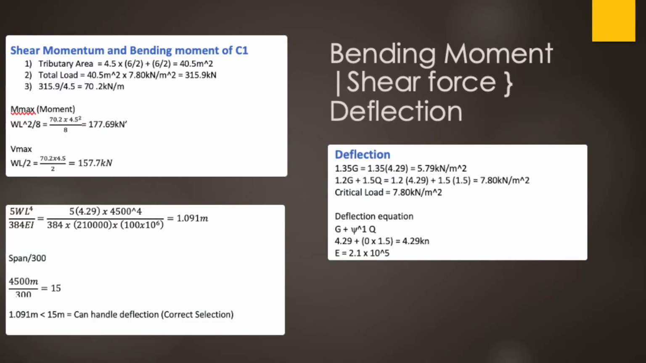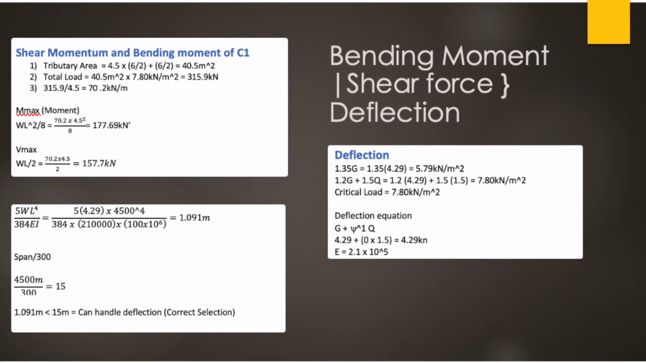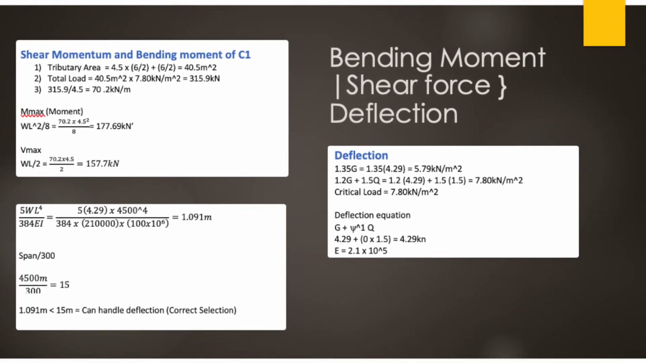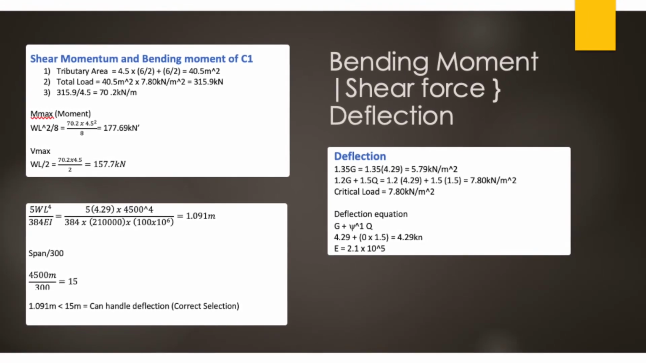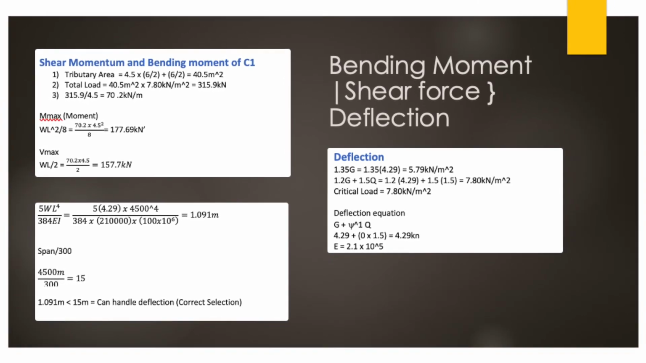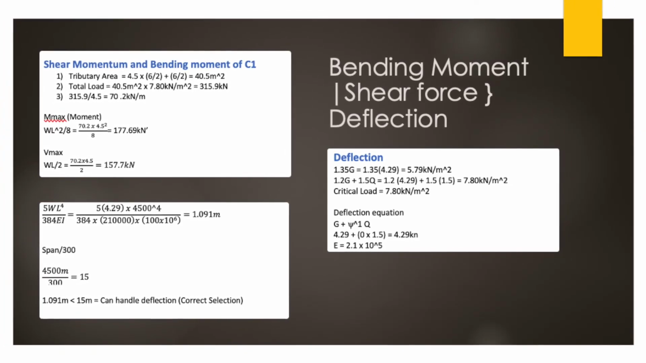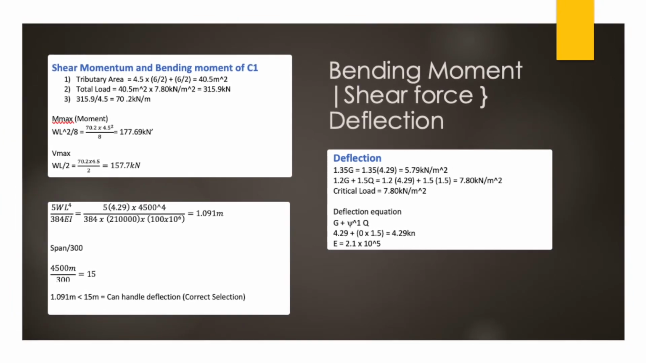This is where the bending moment, shear force and deflection equations take place. Firstly, the shear force and bending moment of column 1. You must identify the tributary area, the total load, and then calculate the two bending moment and shear force equations. For the deflection, you must firstly calculate the critical load paths.